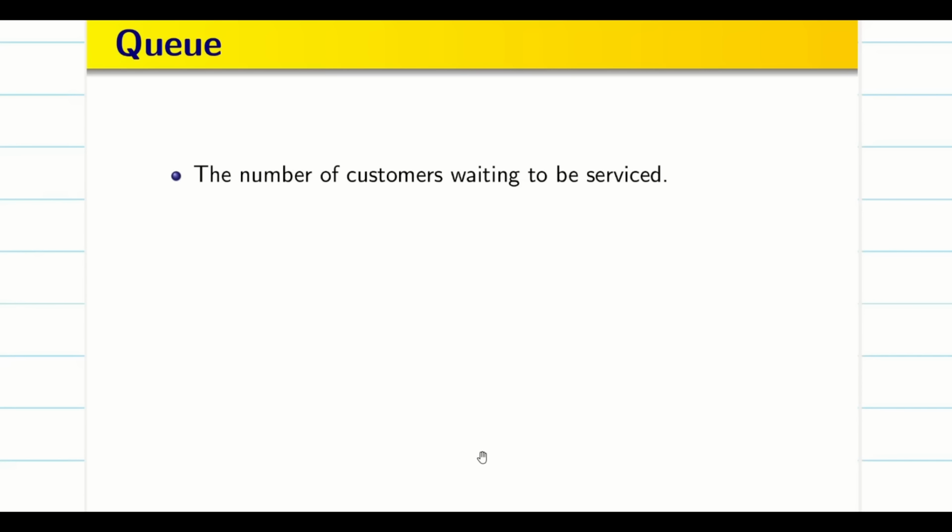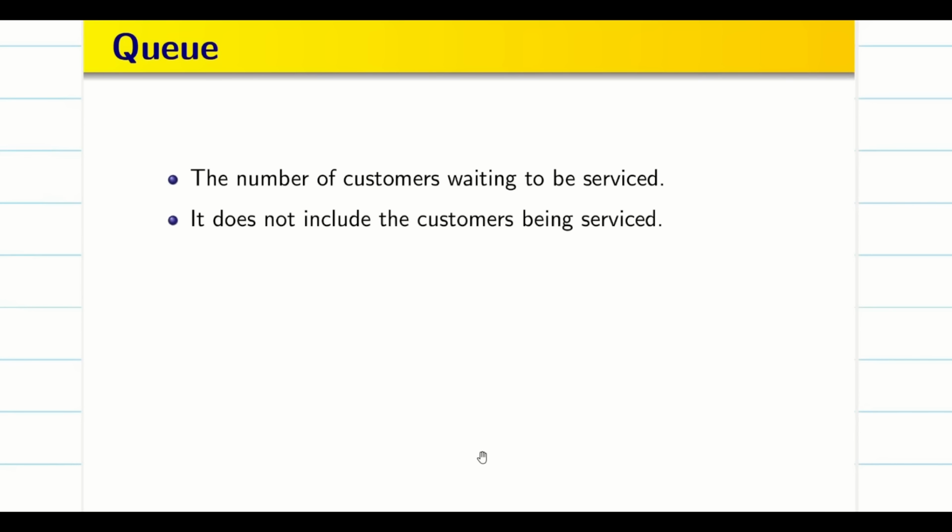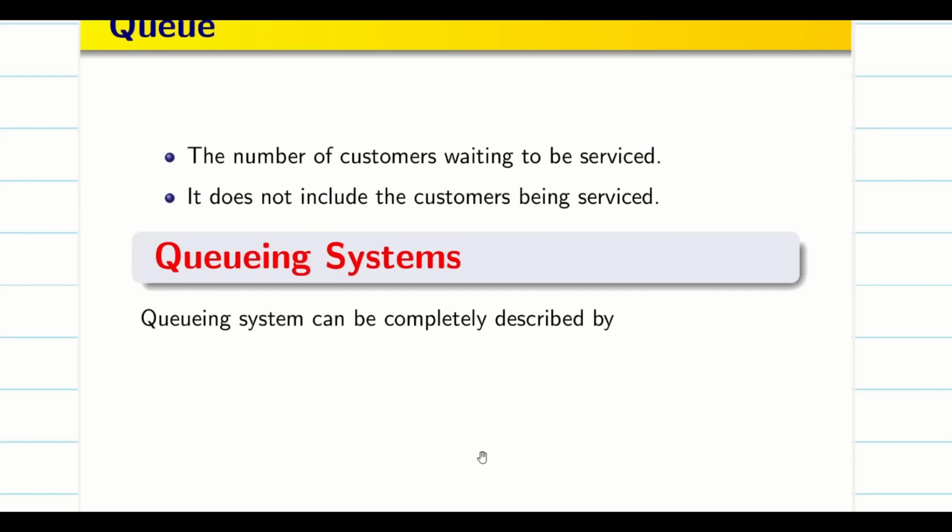The queue is the number of customers who are waiting to be serviced, waiting for the billing session, and it does not include the customer who is being billed. Can you understand? So the customers waiting to be serviced are in the queue. A person who is getting serviced is not in the queue. A queuing system can be described by the following terms.